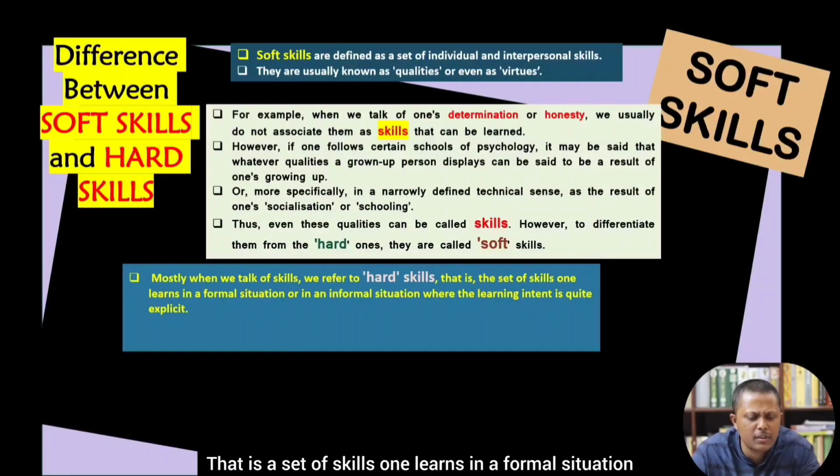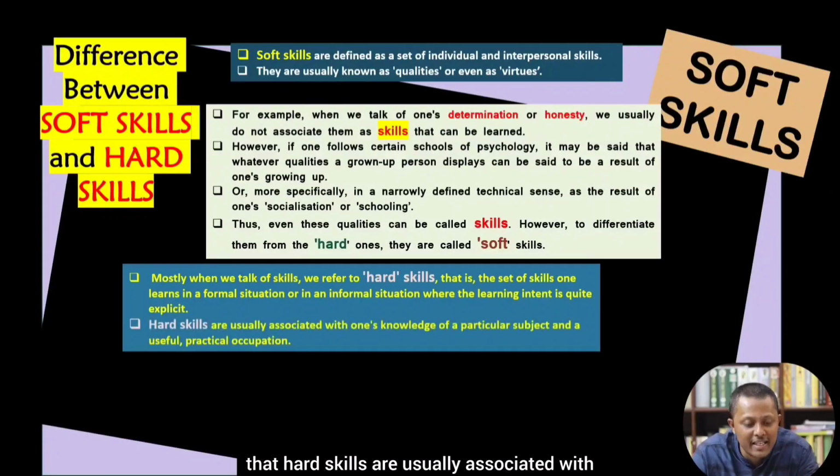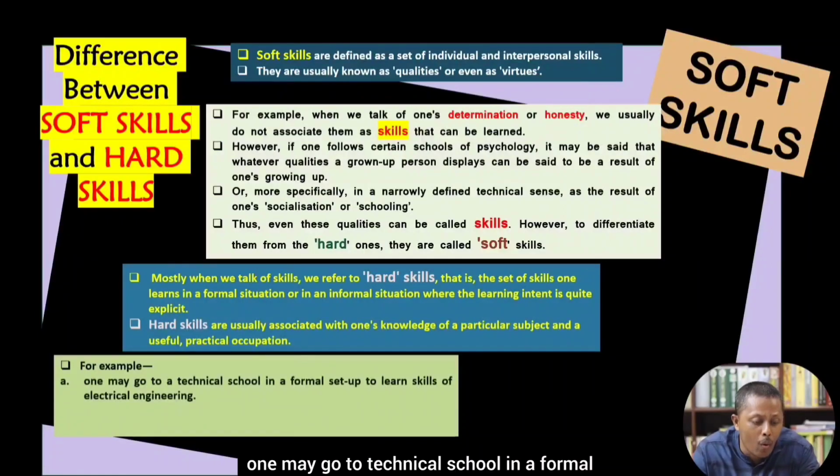That is a set of skills one learns in a formal situation or in an informal situation where the learning intent is quite explicit, because it is not very tough to understand. For example, hard skills are usually associated with one's knowledge of a particular subject and a useful practical occupation. For example, one may go to a technical school in a formal setup to learn skills of electrical engineering.